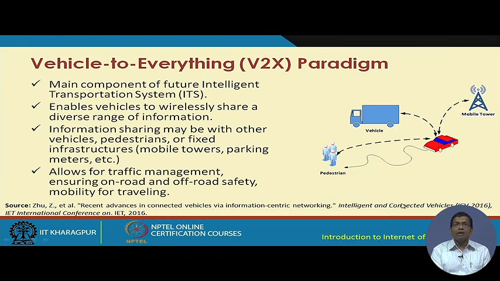This is what at the very outset of this lecture I was also telling you, that this vehicle can communicate with the pedestrians on the way, with other vehicles on the road, or with fixed infrastructure such as mobile towers or parking meters and so on. This basically allows for traffic management, ensuring on-road and off-road safety, mobility for traveling and so on. I do not need to elaborate on this, but it is quite evident and understandable how this V2X is going to be useful.